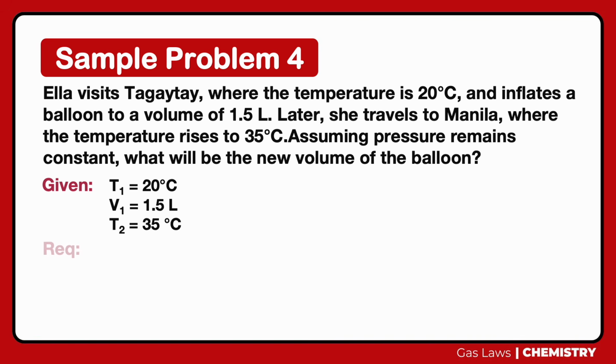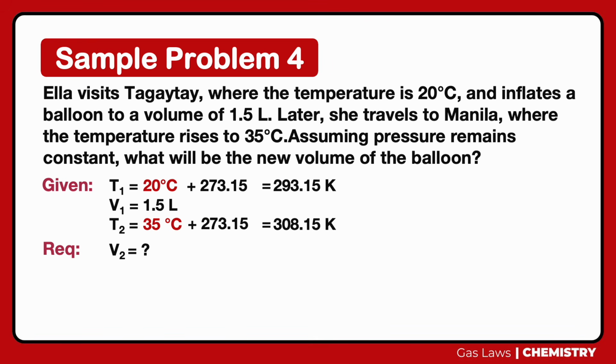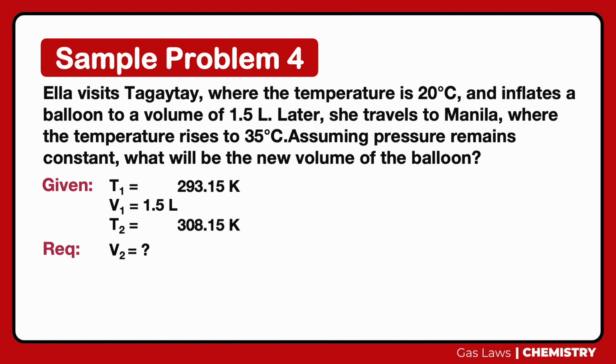Remember that gas law calculations require Kelvin. So let us convert the temperatures to Kelvin. For the initial temperature, 20 degrees Celsius plus 273.15 equals 293.15 Kelvin. The final temperature is 35 degrees Celsius plus 273.15 equals 308.15 Kelvin. The equation is V sub 1 over T sub 1 equals V sub 2 over T sub 2.